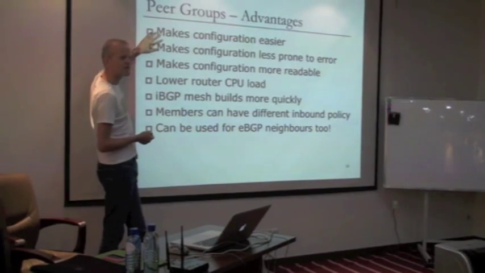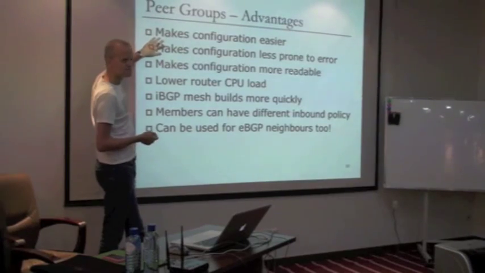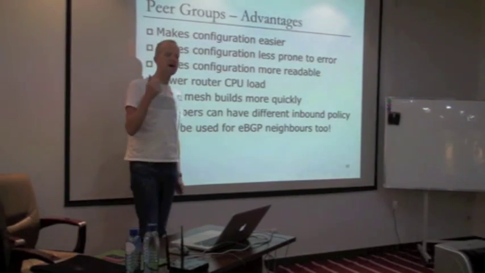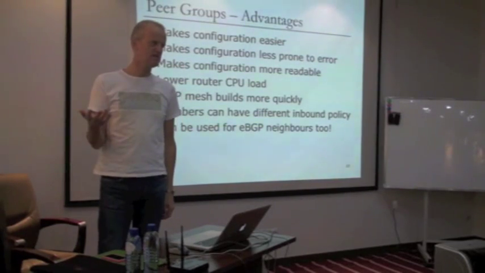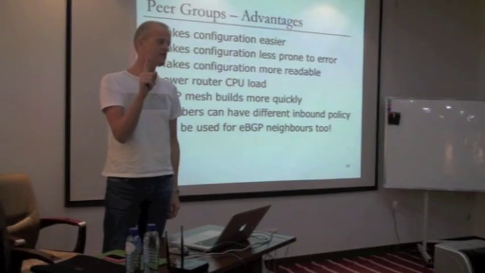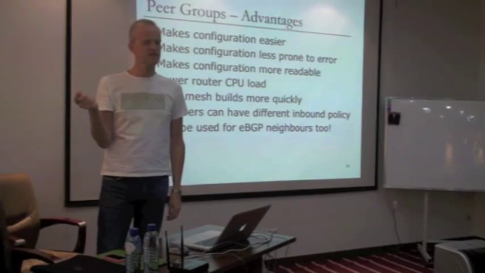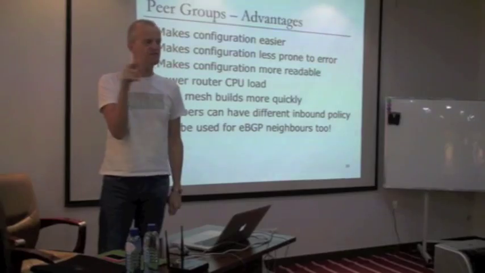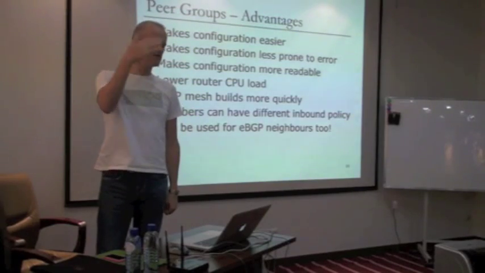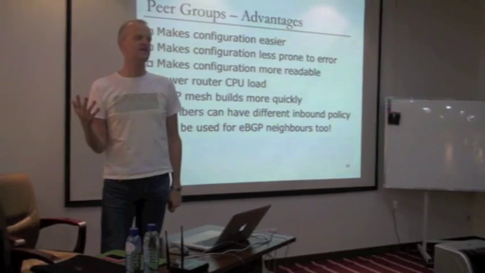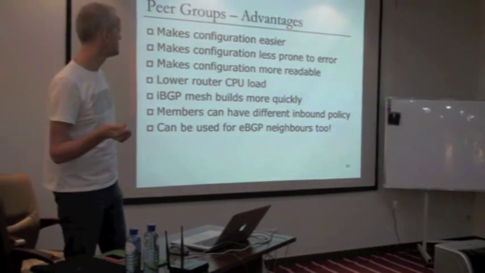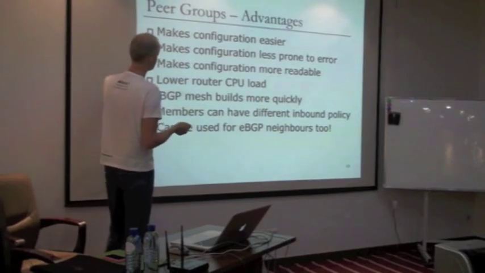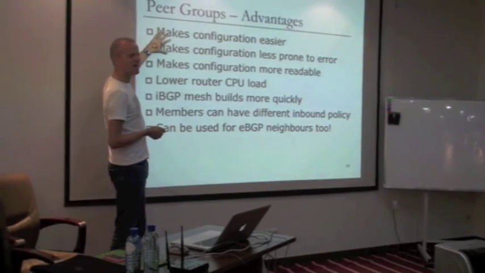It still makes the configuration easier to read. Less chance of you making a mistake. If you need to change your IBGP configuration, you change it in the peer group. Much easier doing it on one peer group on 50 routers, means you only have to log in 50 times, than changing it on 50 neighbors on 50 routers, means you have 2,500 changes to make. So this is still a very good advantage for peer groups.